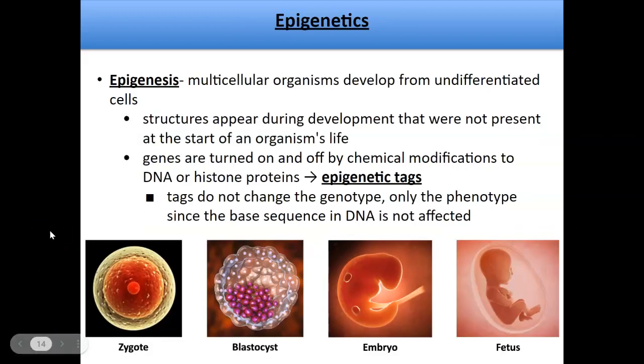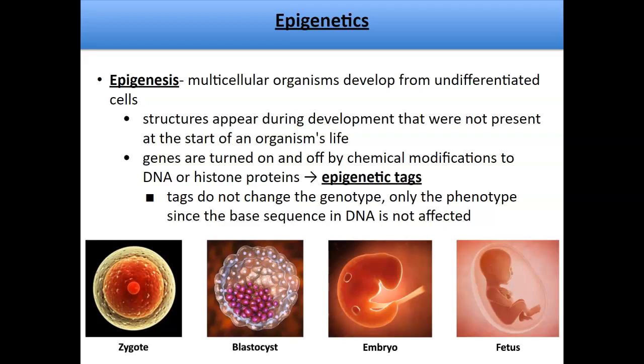Epigenetics is going to be part of that phenomena where environmental factors can interact with DNA and change gene expression. So first we'll talk about epigenesis. Epigenesis is a process that multicellular organisms go through that involves changes in gene expression throughout a cell's lifespan or cell division processes, which ultimately are going to cause those cells to become specialized cells.